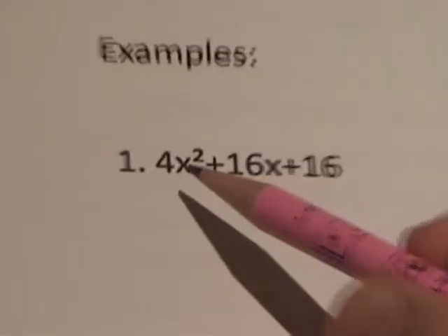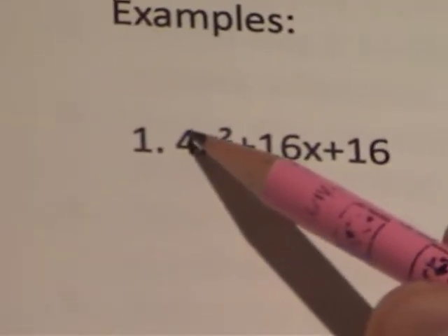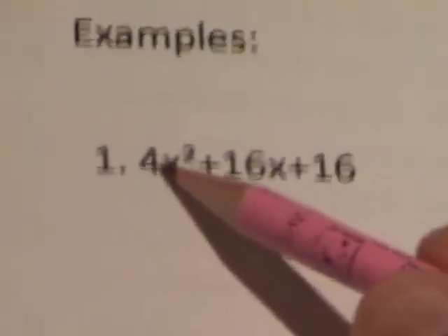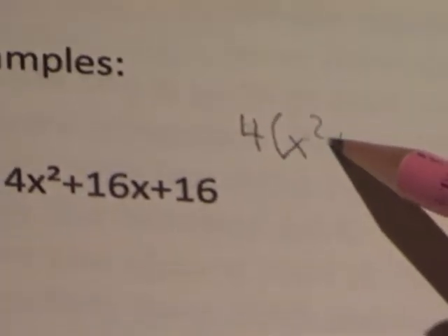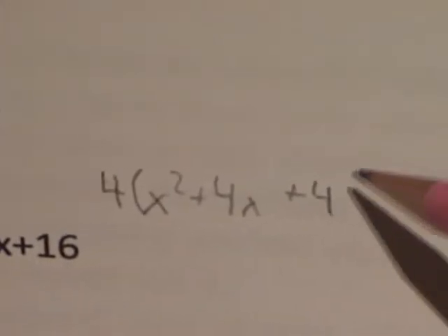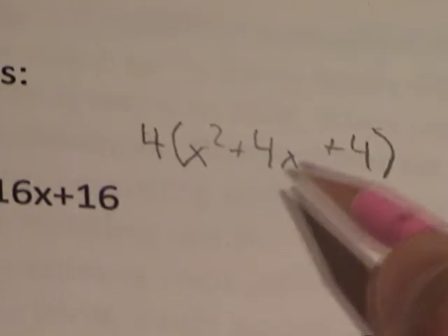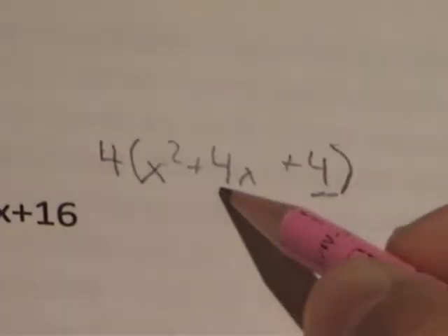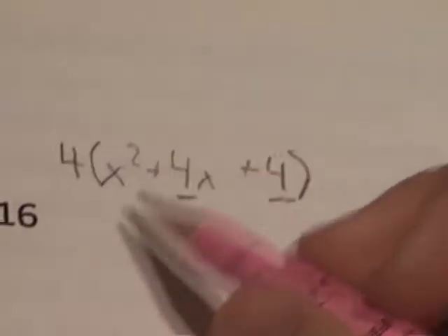Some examples. In this one, there's a common factor, the 4. So it becomes 4 times x squared plus 4x plus 4. There's no term in front of the x squared, so you find factors of c that add up to equal b. That would be 2 and 2.